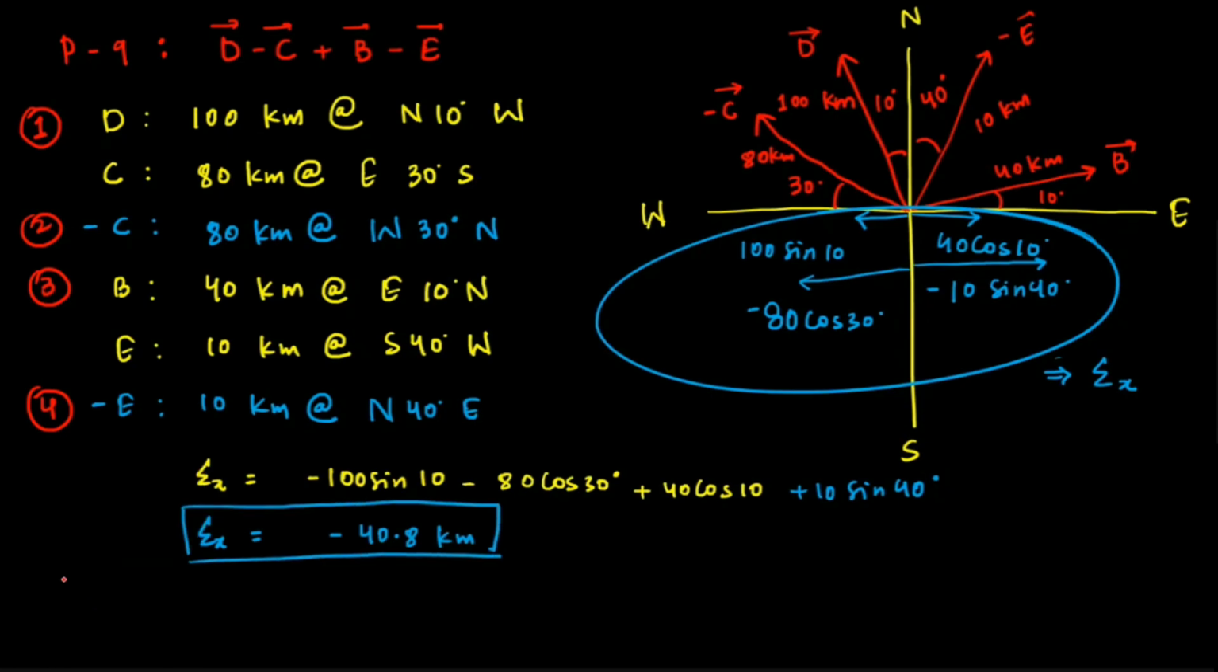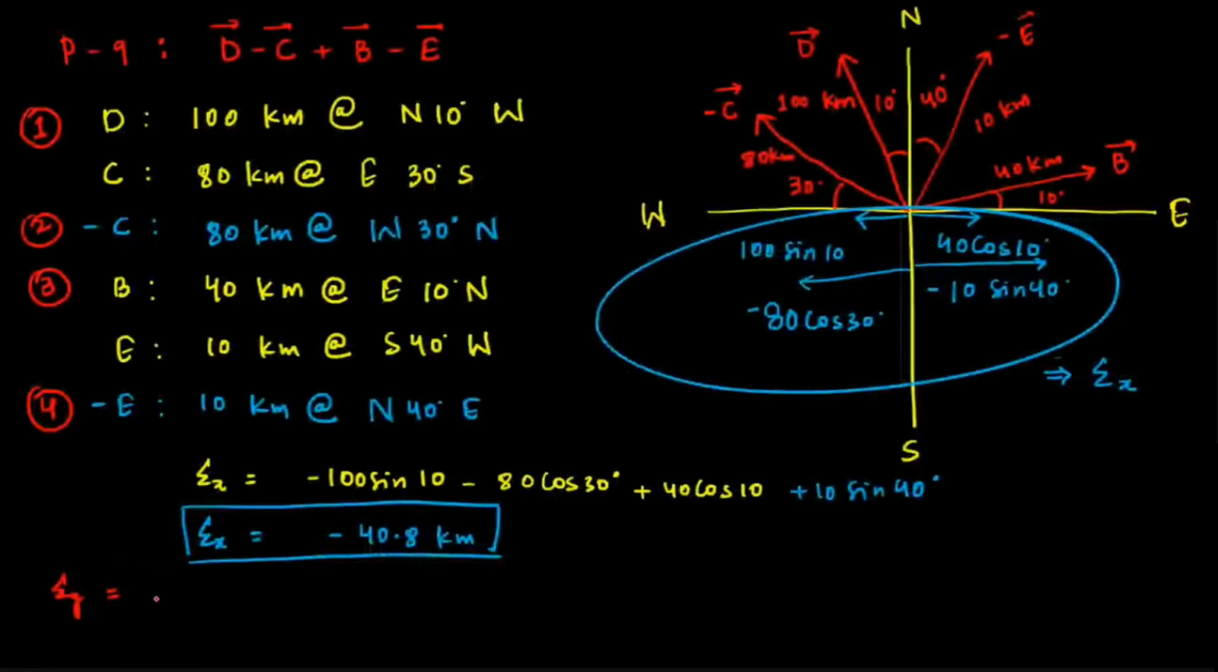Similarly, let me write what is summation along y because that is important. We haven't written it yet. So it is going to be 100 cos 10 degrees plus 80 sine 30 degrees plus 40 sine 10 degrees plus 10 cos 40 degrees, not sine.